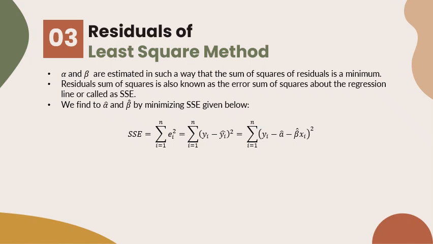Residual of the least square method. Alpha and beta are estimated in such a way that the sum of the squares of the residuals is a minimum. The residual sum of squares is also known as the error sum of squares about the regression line, called SSE. We find alpha hat and beta hat by minimizing SSE. So SSE is equal to the summation of e i squared, or the summation of y i minus y hat i squared, which equals the summation of y i minus alpha hat minus beta hat x i, squared.